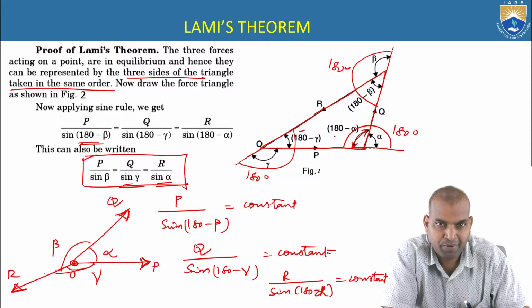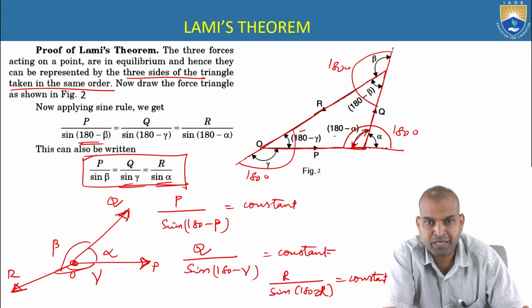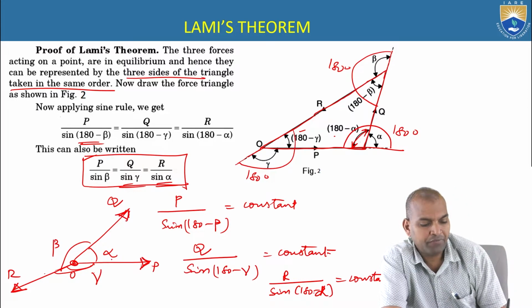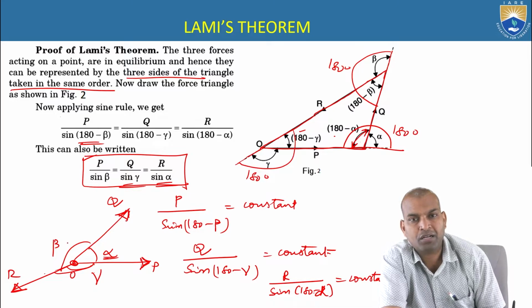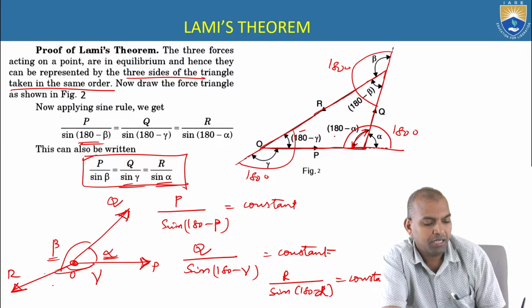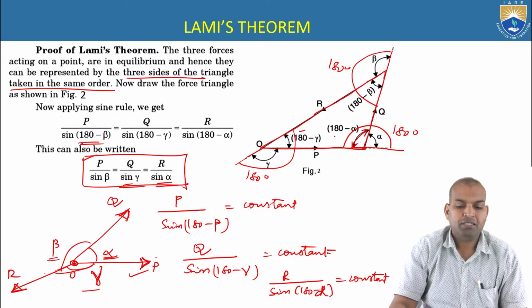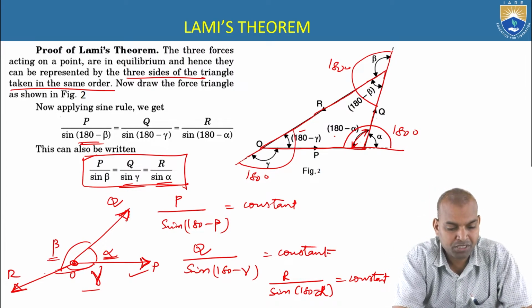That's what we have to remember, because the gamma location, beta location, alpha location, you may not be knowing it. We can know the angle between P and Q is the alpha, Q and R is the beta, and R and P is gamma. Alright, this is the derivation of the Lamis theorem.